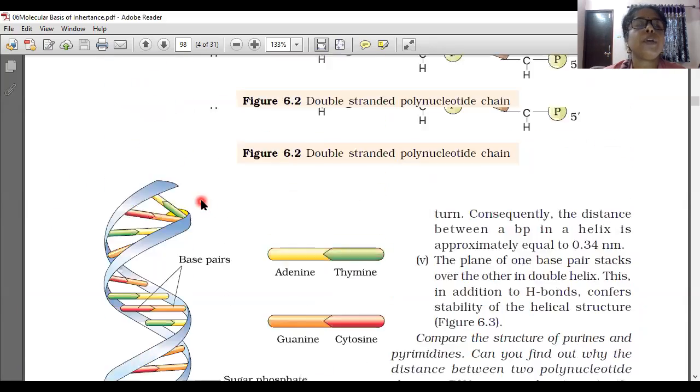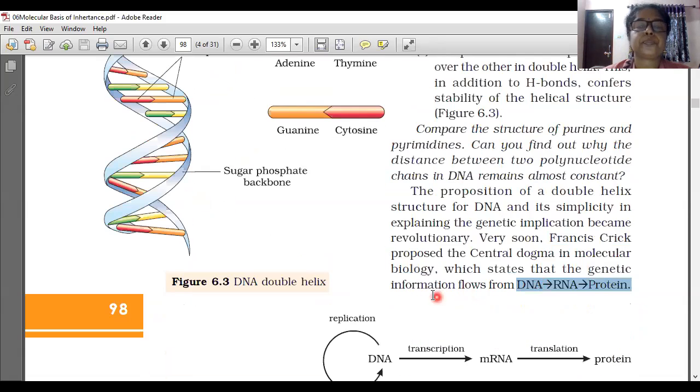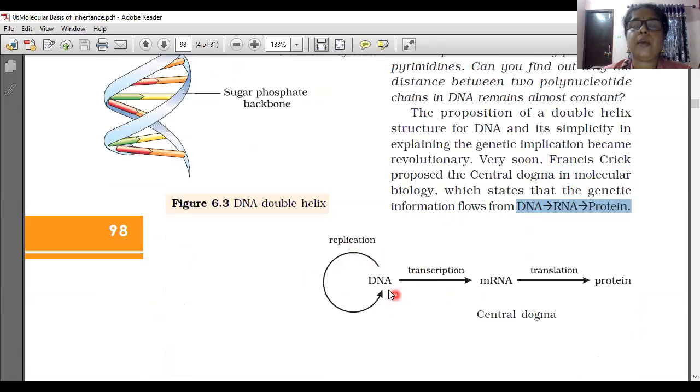This diagram, all of you understood. This diagram is explaining the 5 salient features of DNA. Now this is the diagrammatic representation of the central dogma. In the center, DNA will be there. From one DNA, one more DNA is forming.